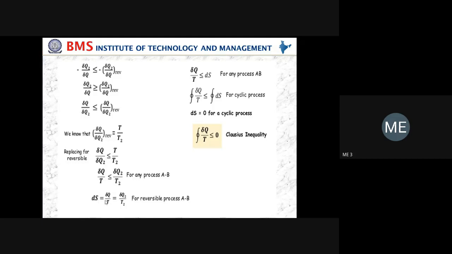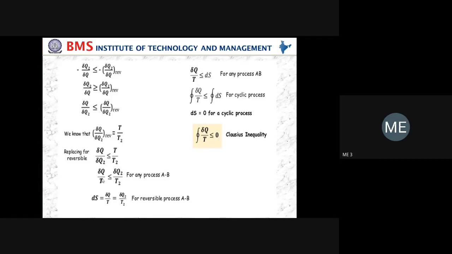Okay, always it is equal to dq1 divided by t1 and dq2 divided by t2. So for an irreversible process, dq by t. So for any general process, this is the summary of how we are going to write: dq by t is less than or equal to ds. For a reversible process, dq by t is nothing but ds. This is a standard formula.